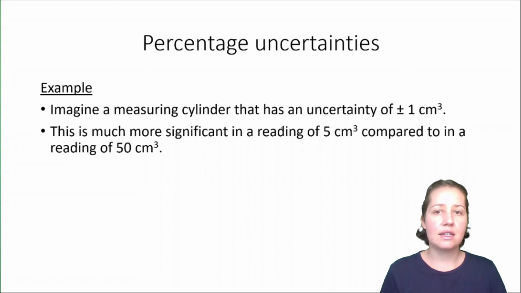So let's look at an example. Imagine that we've got a measuring cylinder with an uncertainty of plus or minus 1 centimetre cubed. So we're basically thinking about divisions on it of 2 centimetres cubed. If you did 2 different readings using this measuring cylinder, the uncertainty is going to be much more significant in a lower reading, so say 5 centimetres cubed, compared to in a higher reading of 50 centimetres cubed.